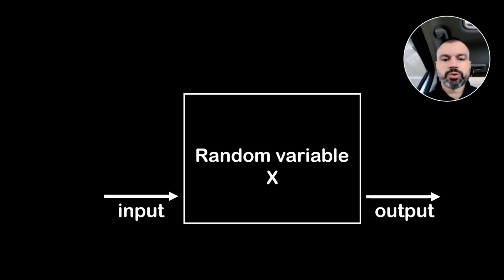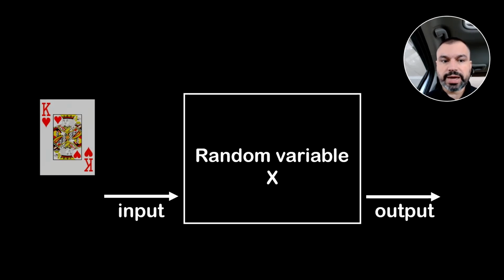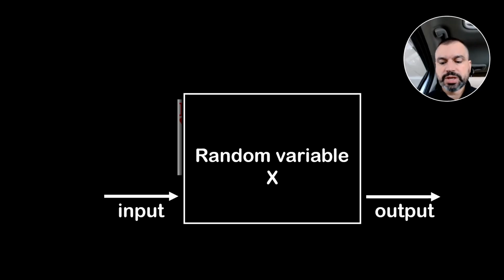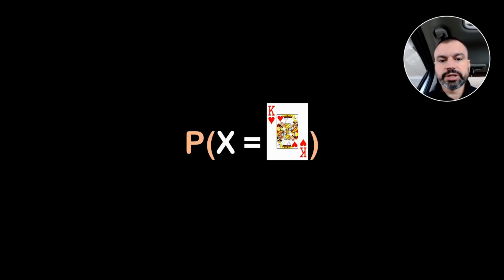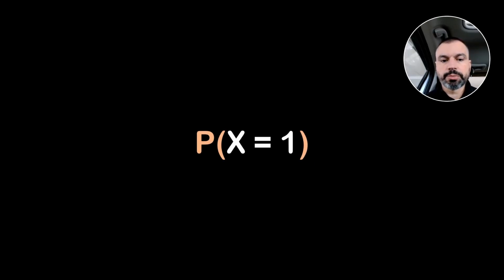Now, why do we call the random variable x a function? Well, because it takes as input one of the possible outcomes of the sample space and outputs a number. The probability of x being equal to the King of Hearts becomes the probability of x being equal to 1.